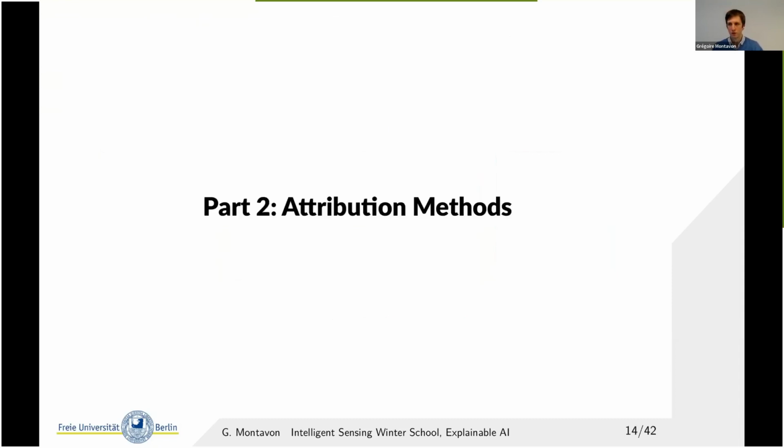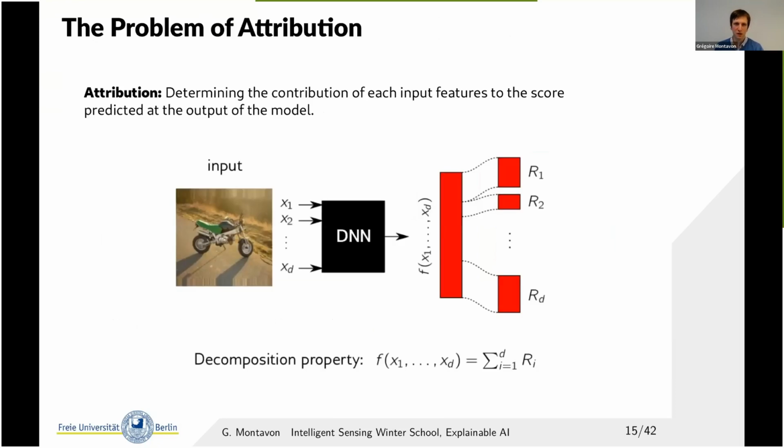Okay, so this was for the introductory part, and now I will move to part 2, where we will discuss a little bit different attribution methods, which are a specific type of explanation. So first, what do we mean by attribution? Attribution is taking the output of your model and trying to decompose it in a way that identifies the contribution of the different input features to your prediction.